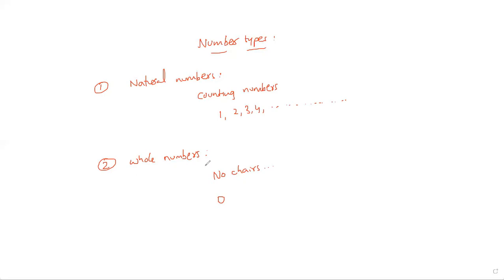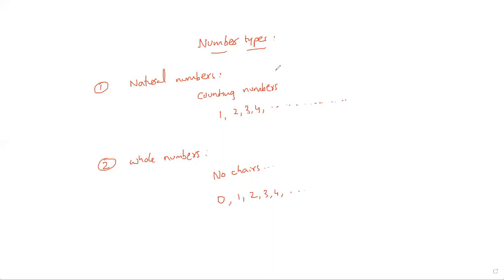In the whole numbers, it starts with 0 and then comes 1, 2, 3, 4 and so on. The difference between natural numbers and whole numbers is that in the whole numbers we have an additional number 0. Apart from this, the remaining numbers are all the same. Again, there are no negatives, no fractions. So 0, 1, 2, 3, 4 and so on.